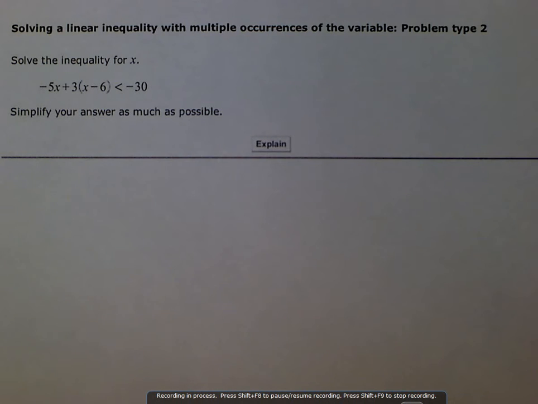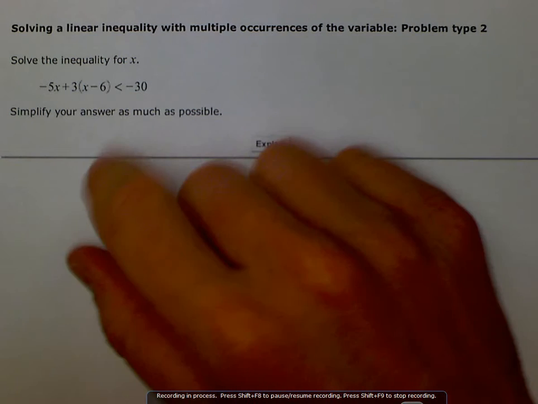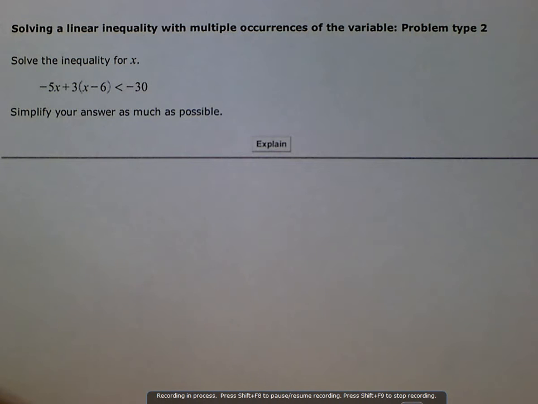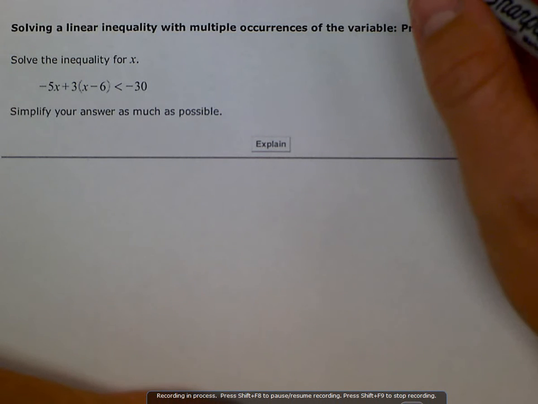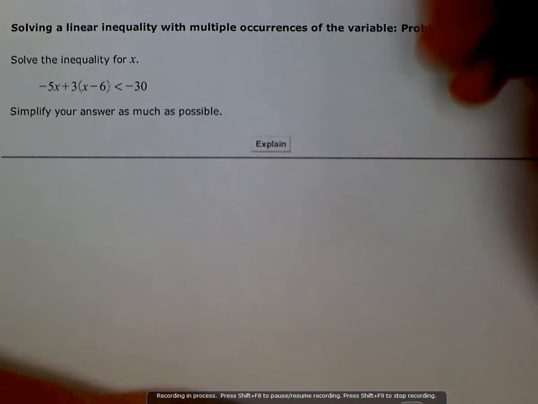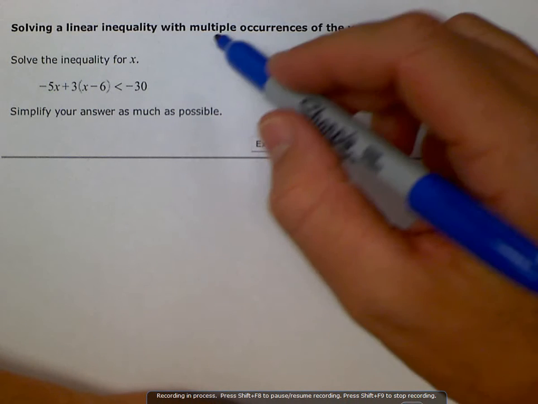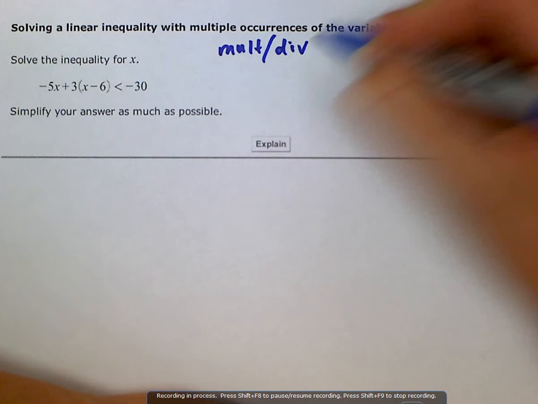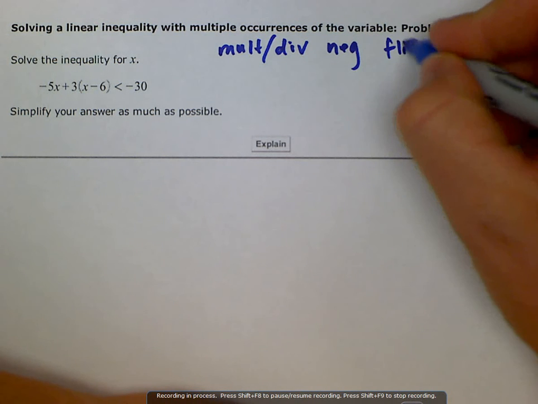So here we're working with a single variable inequality. The only thing that differs when we're working with inequalities, compared to working with equations and solving for an unknown, is that we have a couple of things. When we're graphing, there's some shading involved, but if we're not graphing, all we need to remember is that when we multiply or divide both sides by a negative number, we flip the sign.